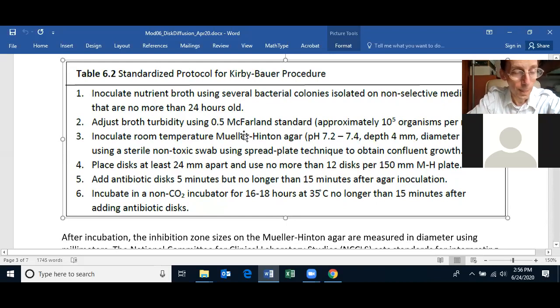It's the same as we do a cell count. We talked about that in the previous lab. You use a spectrophotometer, and then you're measuring the amount of light coming through the media. And I'm not entirely certain how many 0.5 McFarland units are, but that is the turbidity measure for about 10 to the 5th bacteria cells per mL. Okay?